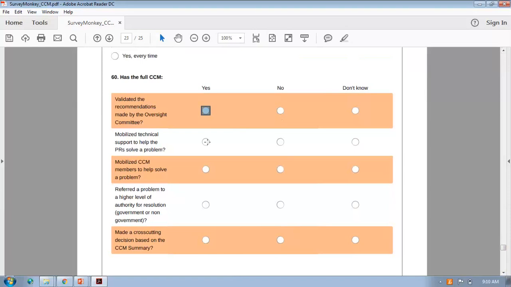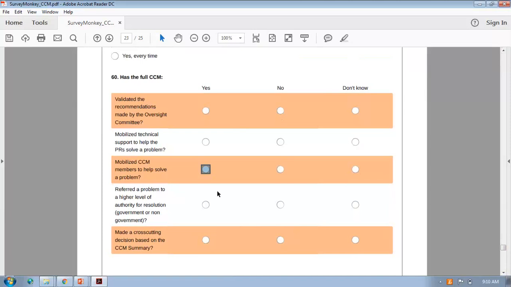Does the full CCM try to mobilize technical assistance to help the PR solve a specific problem? Or do they task one specific CCM member to help solve a problem? For example, they might ask WHO, or they might ask the Ministry of Finance CCM member to help the PR solve a problem.